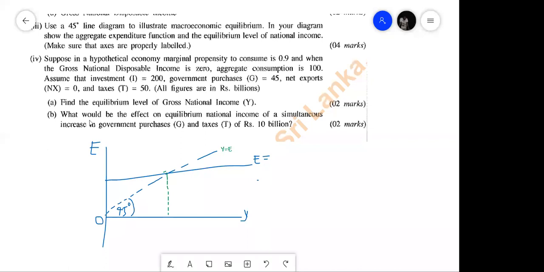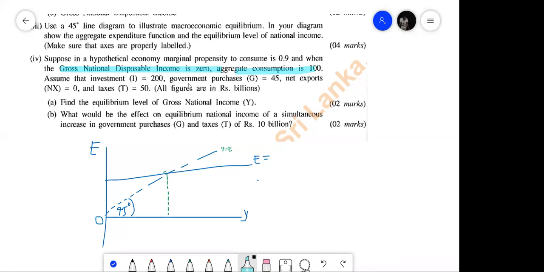So question number 4 now. Okay, now this is a sum. Suppose in a hypothetical economy, MPC is 0.9, where when gross national disposable income is 0, aggregate consumption is 100. Guys, they might give you crazy stuff, right? They might scare you. They might give you big names. Gross national disposable income is 0, aggregate consumption is 100. In simple terms, they are saying autonomous consumption is 100. Income is 0, consumption is 100 means autonomous consumption is 100.